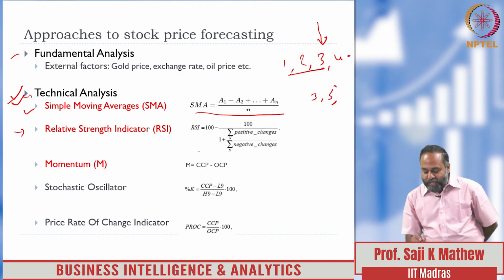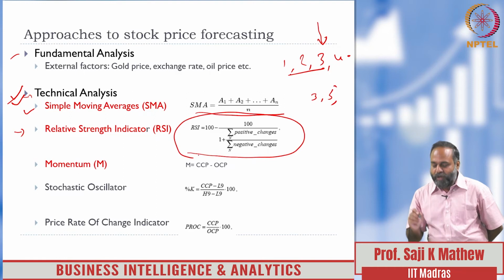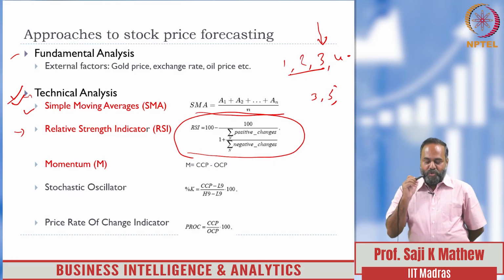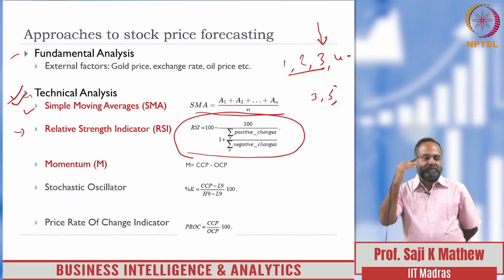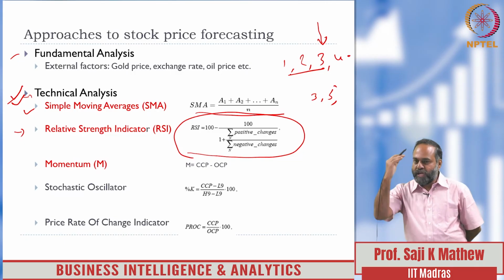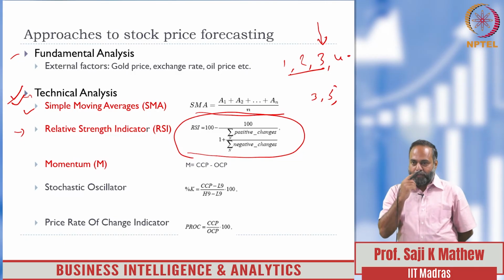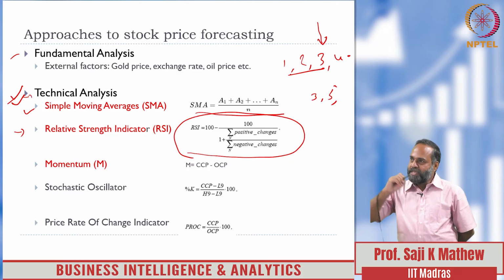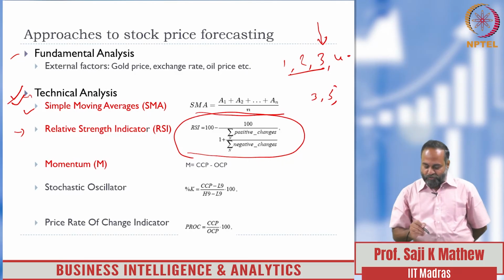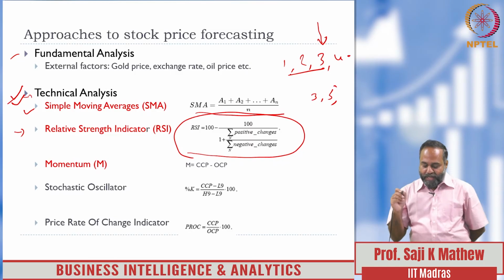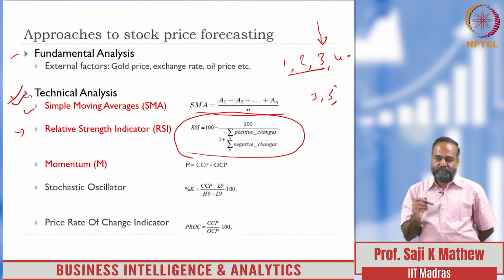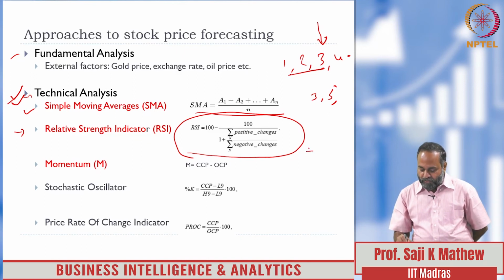So what do you think looking at the formula? This is the formula. Closely look at this formula. If the positive movements are more than the negative movements, what would be the value of RSI? Will it move towards 100 or towards 0? If positive movements are much higher than negative movements, will RSI move up or come down? Look at the formula: it is 100 minus 100 divided by 1 plus the number of positive changes divided by the number of negative changes. So if positive changes are more, RSI moves up.